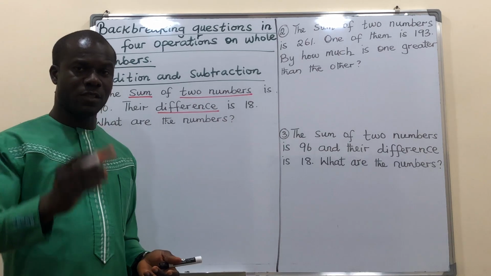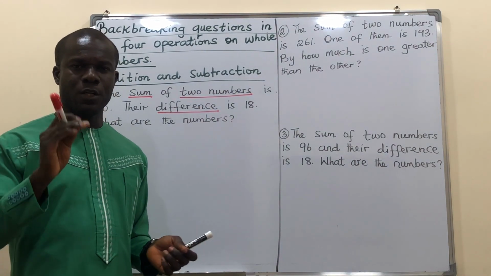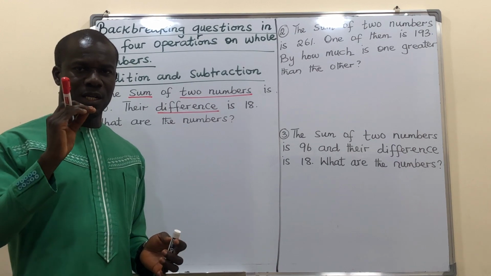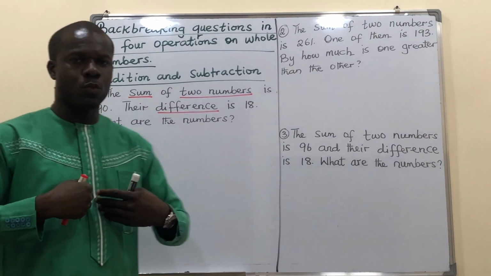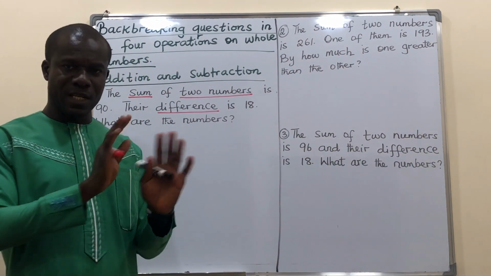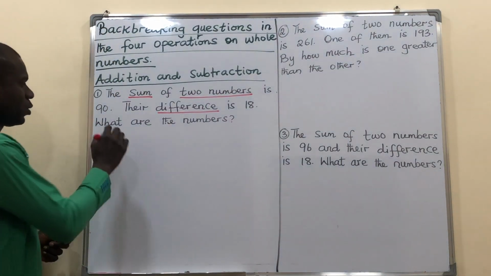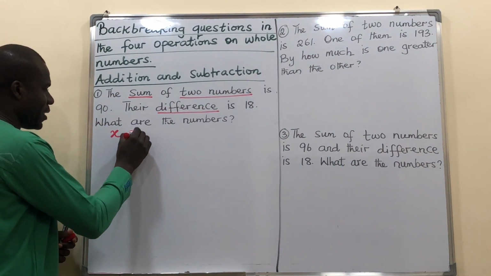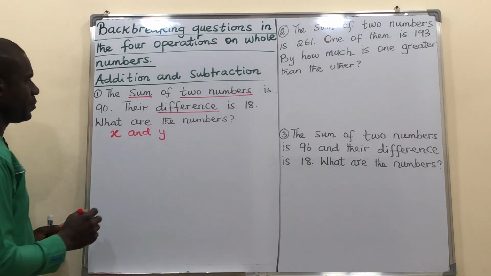So the first thing you need to do is to think of any letters of your choice, use them to represent these unknown numbers. Alright, so I'm going to work with X and Y. You can choose to use A and B, M and N, or any letters you are very, very comfortable with. So using X and Y, let X and Y represent these two numbers.